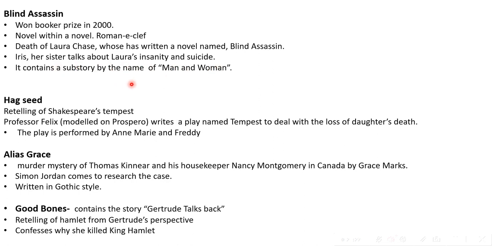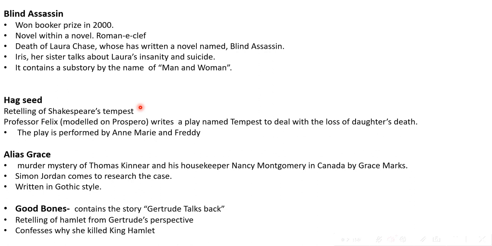Then the next work is Hagseed, which is also the retelling of Shakespeare's Tempest. Here it is named Tempest, and by Tempest we always remember Caliban and Prospero. But Caliban has no mention here. There is a professor named Felix who has been given the role of Prospero in this work, and he's writing a play named Tempest to deal with the loss of his daughter's death.